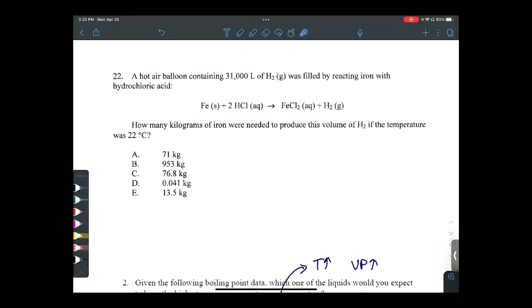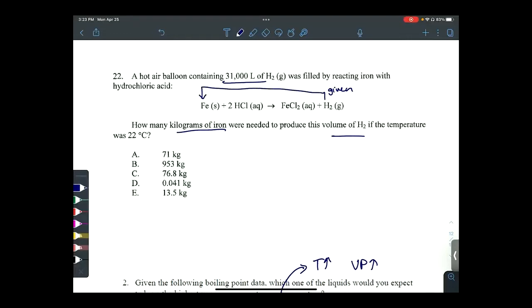So we have a hot air balloon containing 31,000 liters of hydrogen reacting with hydrochloric acid. How many kilograms of iron is needed to produce this volume of H2? So to me, we are given an amount of H2, but we're given a chemical reaction. So can I use a liter amount in a balanced chemical reaction? No, we have to be in the unit of moles.